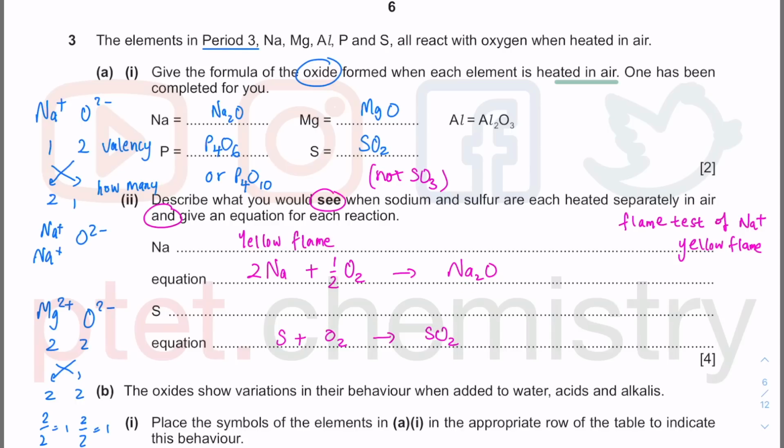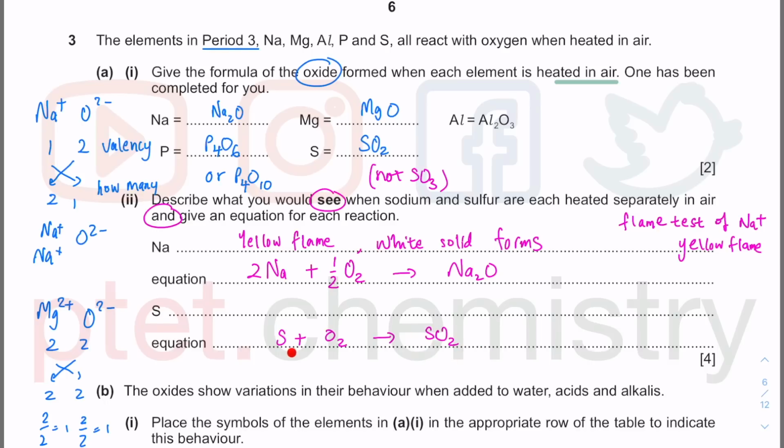Of course, as you form this sodium oxide, instead of the metallic color of sodium, you get a white solid forming. So you get a white solid formed as a product. On the other hand, the sulfur forms a simple covalent molecule. So obviously you don't have the flame test for cations, because you don't have cations. These are simple covalent molecules.